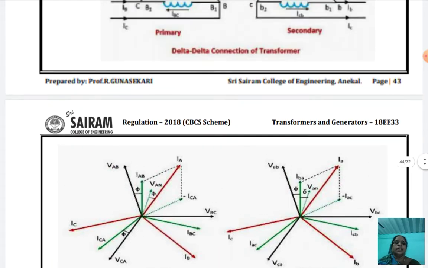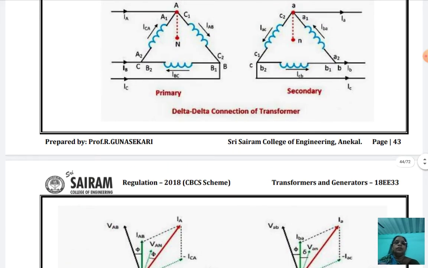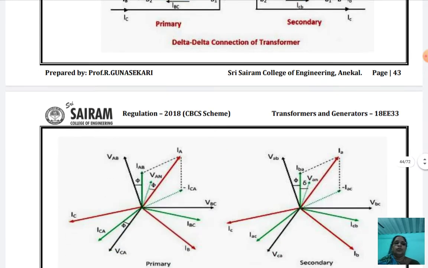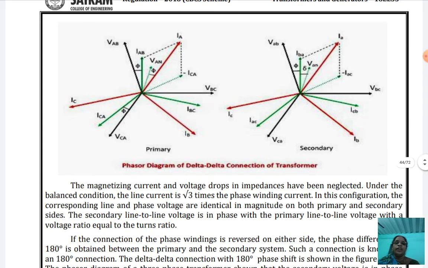You see this diagram. In between, the primary is capital N. So that N, that is VAN, VBN, VCN, the voltage we have to measure is the voltage between A and capital N. Similarly, on the secondary side, the voltage is measured between small a and small n only.